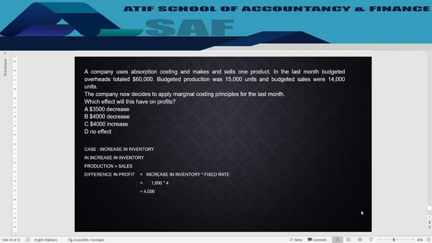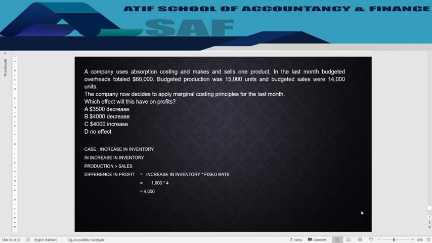In the next MCQ, a company uses absorption costing and makes and sells one product. In the last month, budgeted overhead total $60,000. Budgeted production was 15,000 units and budgeted sales were 14,000 units. The company now decided to apply marginal costing principle for the last month. Which effect will this have on profit? As we have to identify, it is a case of increase in inventory, and in increase in inventory, profit difference can be calculated by multiplying increase in inventory with a fixed rate. Here fixed rate can be calculated by dividing budgeted overhead of $60,000 by a budgeted production of 15,000 units. Increase in inventory is 1,000 units as we have produced 15,000 units and sold 14,000. So we have 1,000 units in closing inventory while there is no unit in opening inventory. So it is a case of increase in inventory.